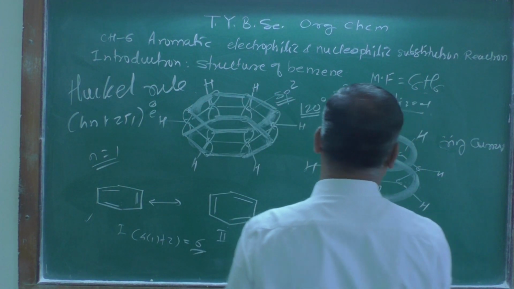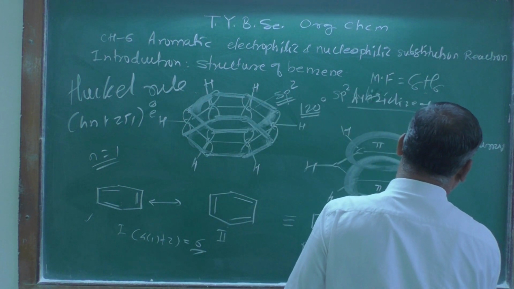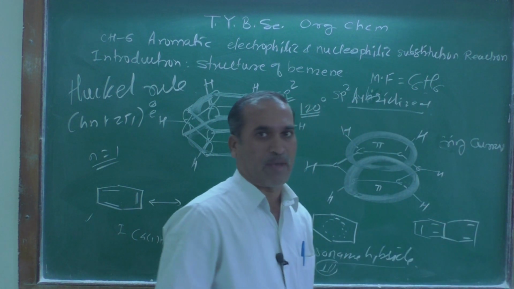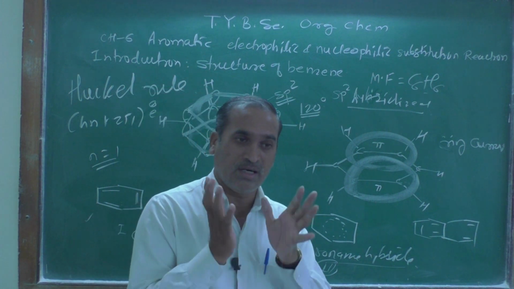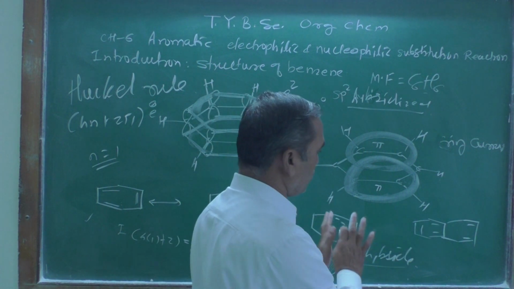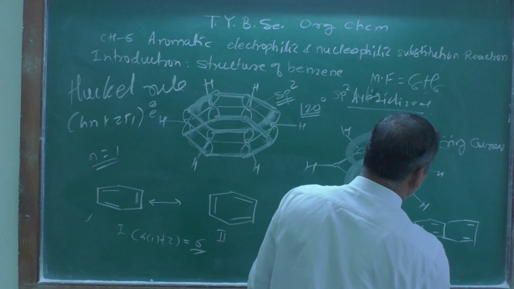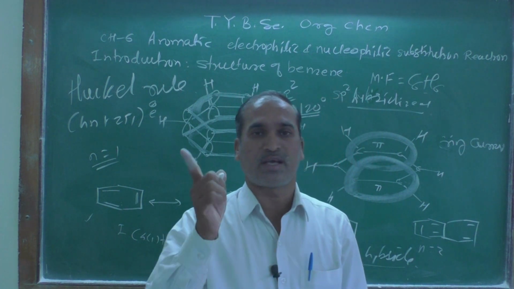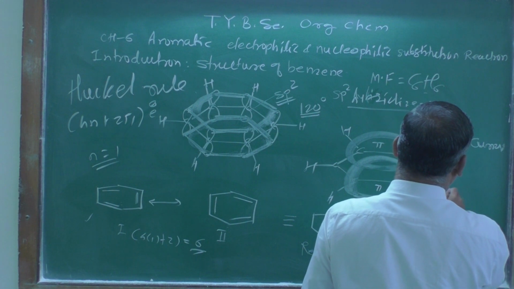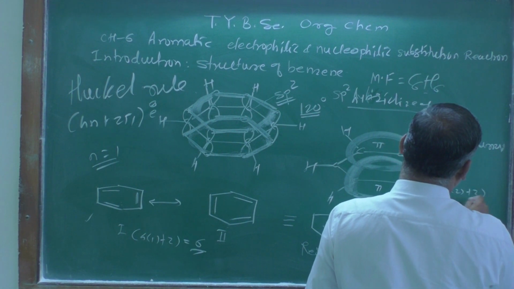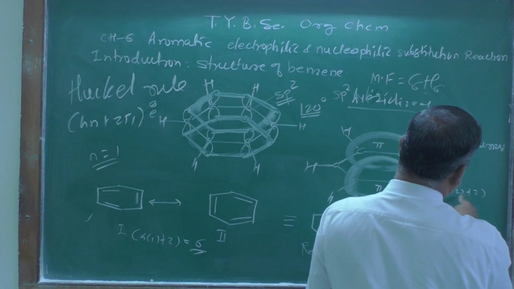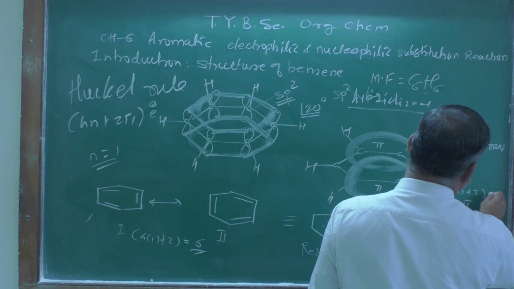Suppose we have another example, this compound. As we know, this is naphthalene. Is naphthalene an aromatic compound or a non-aromatic compound? Again, you put n equal to 2 over here, because n indicates the number of rings. Two rings are there, so you can put 4 into 2 plus 2. 4 into 2 is 8, and plus 2 is 10 pi electrons, right?